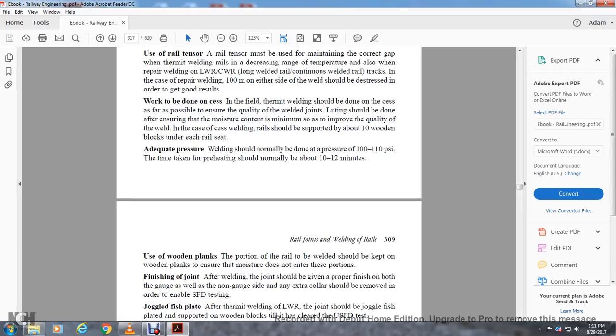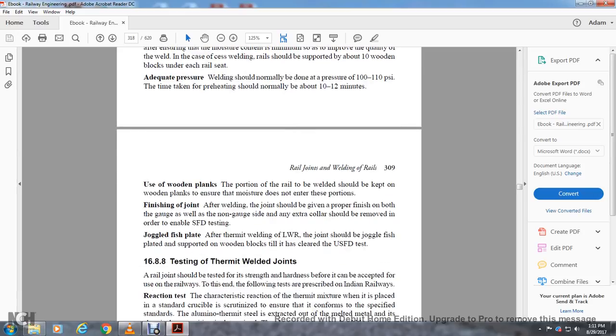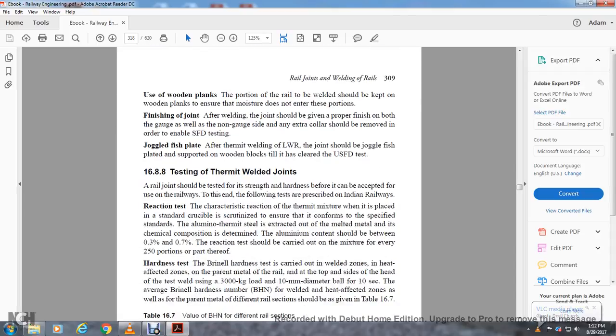Finished joint. After welding, the joint should be properly finished on both the gauge and non-gauge sides. The extra collar should be removed in order for SFD testing. Joggled fish plate: after thermite welding, the welded rail joint should be fitted with a joggled fish plate with the support of a wooden block, and cleared by the ultrasonic flaw detection.